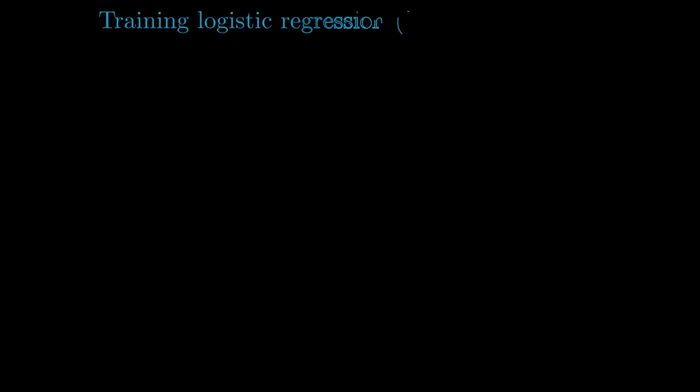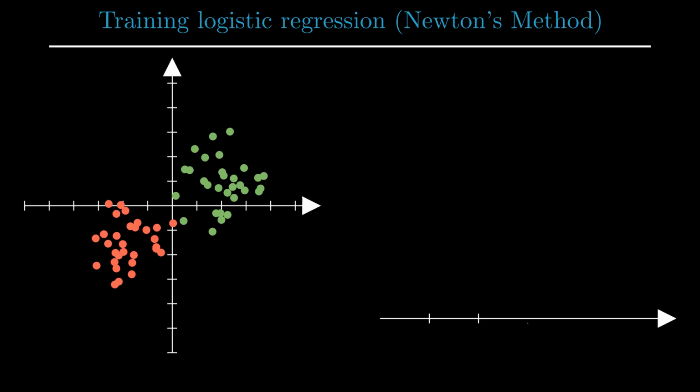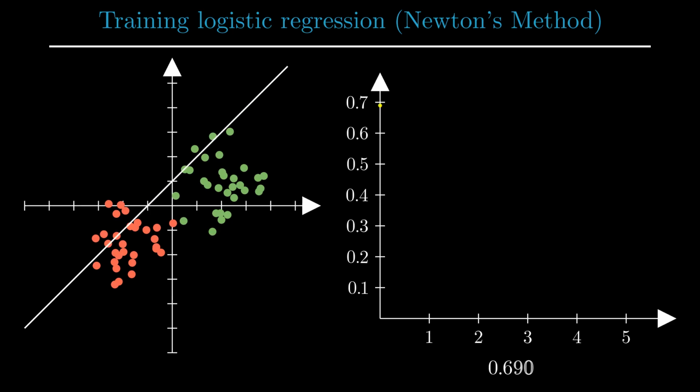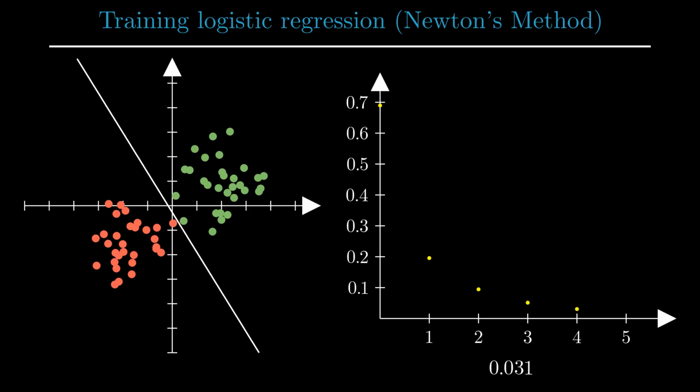Now let's train the same model using Newton's method. Newton's method uses curvature, not just the gradient. The boundary moves quickly toward the optimum. The loss drops in only a few steps. It converges in far fewer iterations than gradient descent. But each step is more computationally expensive. In practice, this makes it ideal for smaller or well-conditioned problems.